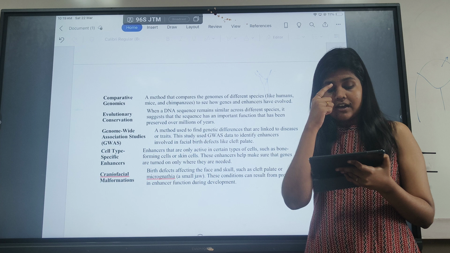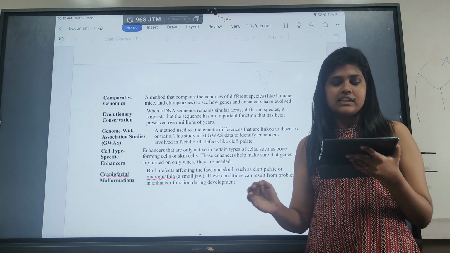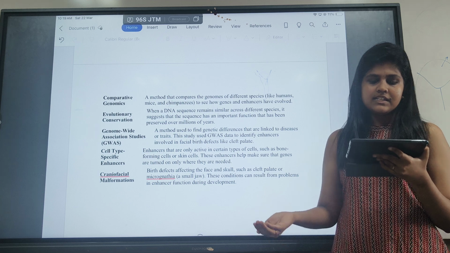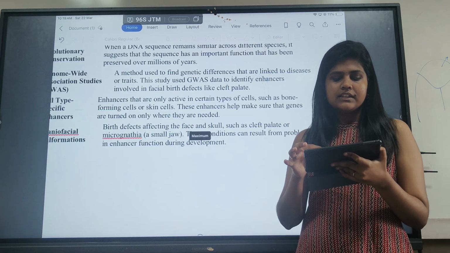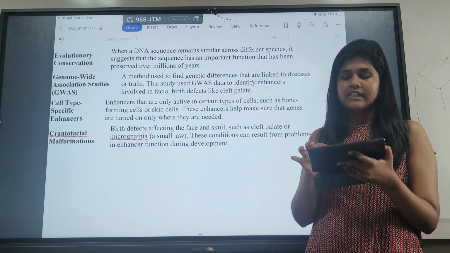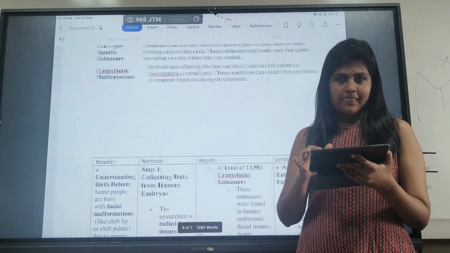Then next we have genome-wide association studies, a method used to find genetic differences that are linked to diseases or traits. And cell type specific enhancers, that is, enhancers that are only active in certain types of cells such as bone forming cells or skin cells.